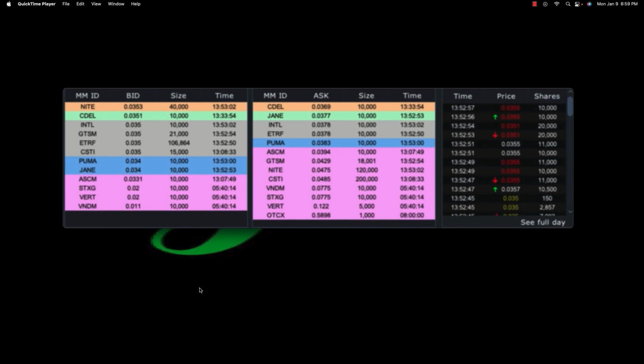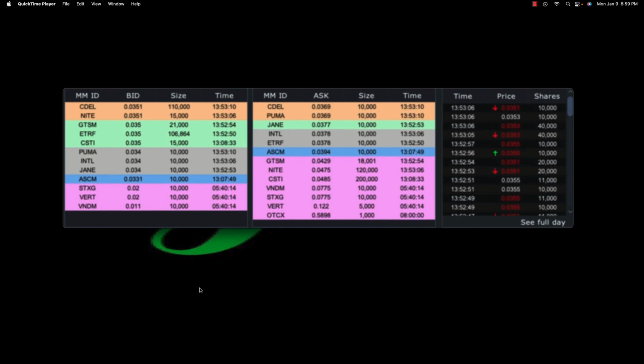So CDEL's still up there. Now you're going to have Puma come to the top. There he is. And now watch all the dumps that come up. 125, 125, just nonstop. So this is a great look at dilution, guys. You have Puma, you have CDEL that could be restricted shares being sold. You have INTL. You even have Jane there. She wasn't at the top, but she could be selling also. So this is a great look at dilution.